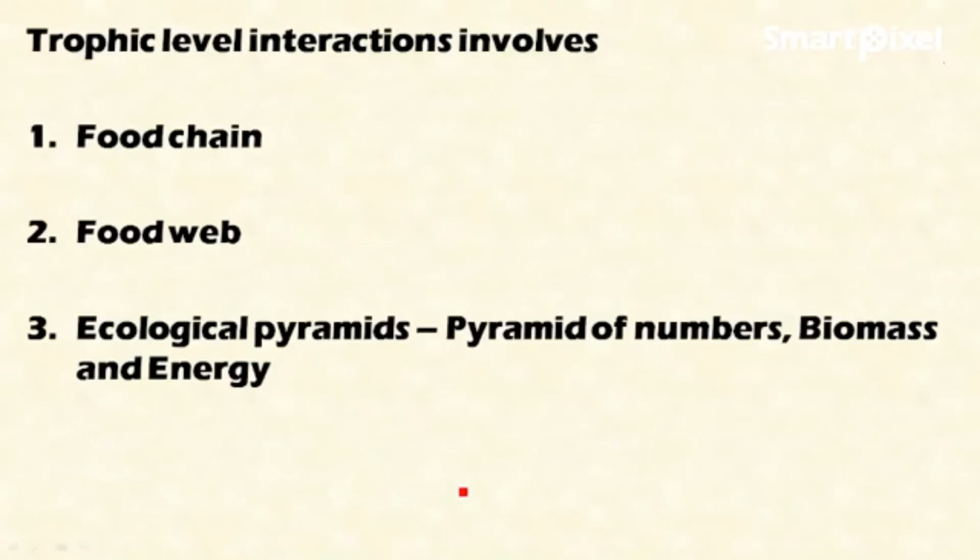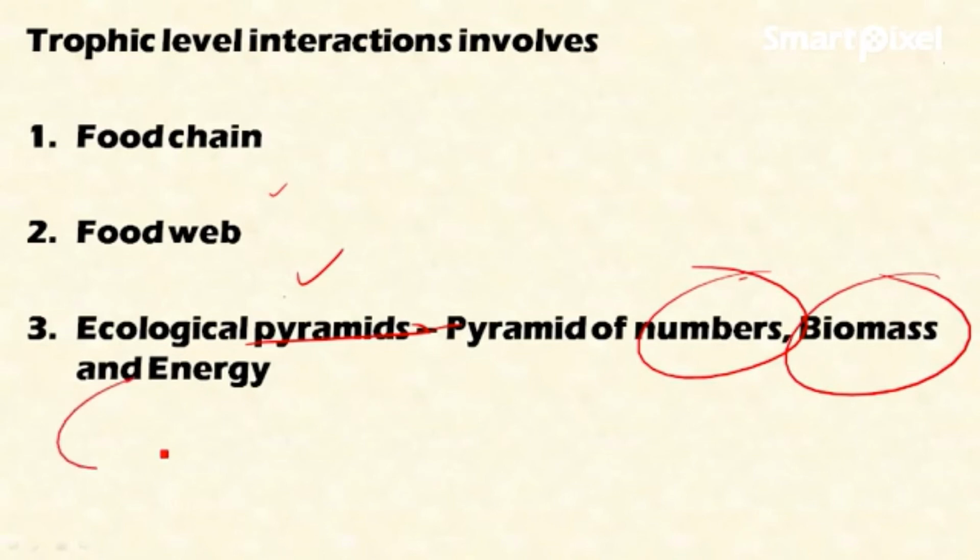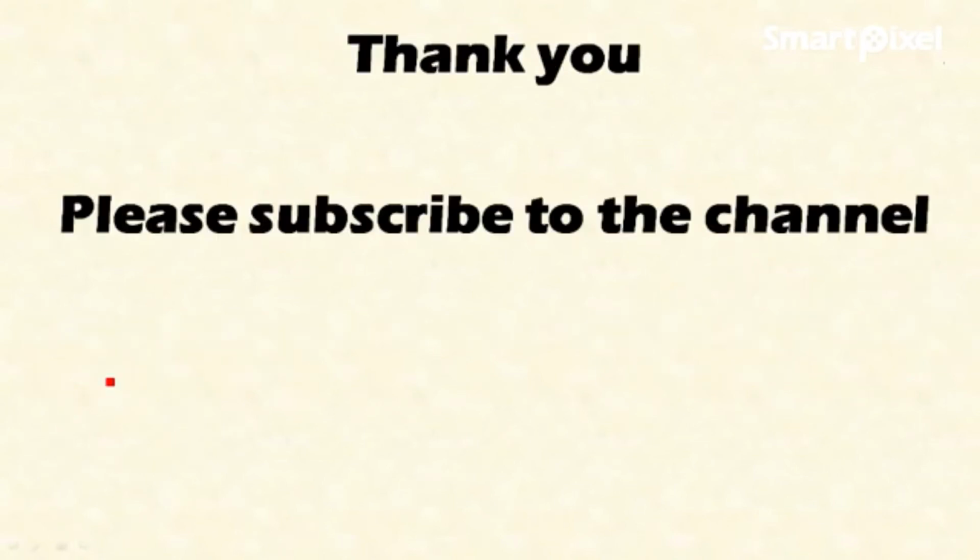So we were discussing trophic level interactions. There are three important trophic level interactions. Trophic level interaction means interaction based on food needs. These three are the important interactions: the food chain, food web, and ecological pyramids. Ecological pyramids are again divided into different types: pyramid of numbers, pyramid of biomass, and pyramid of energy. So this is it about the functions of the ecosystem.